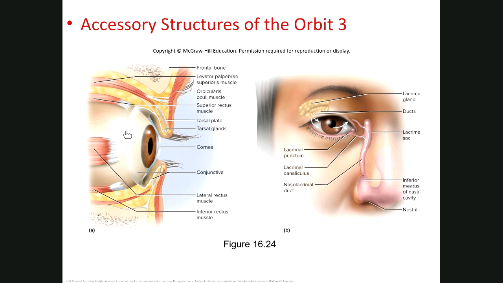This picture of the eye shows the muscles that are responsible for the eye movement. Here you will see the lateral rectus, you will see the superior rectus, you will see the inferior rectus. And over on this side, you also see the levator palpebrae. These are muscles of the eye and responsible for moving the eye.